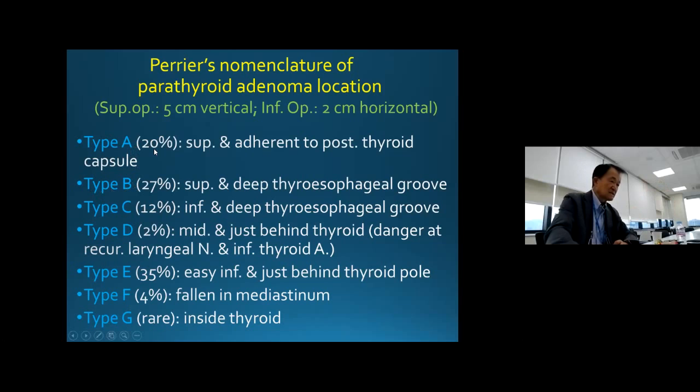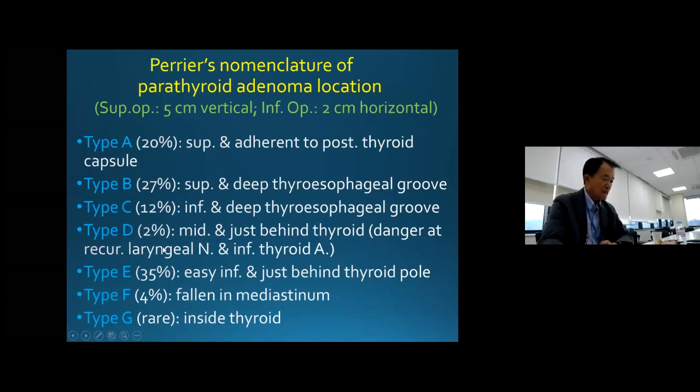A is superior, but right behind the thyroid capsule. That's type A. And C is inferior, but deep. So E is EG, we call it EG. So C is a deep one. B is superior, but deep. And D is the middle portion. That's very dangerous, because the recurrent laryngeal nerve runs there. So they have to be very, very careful.